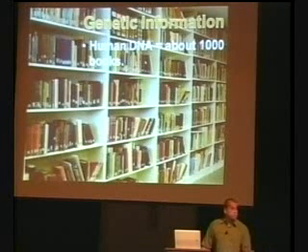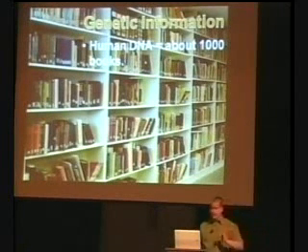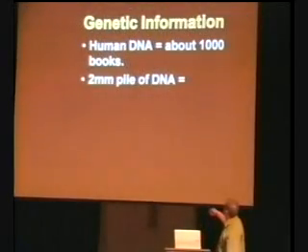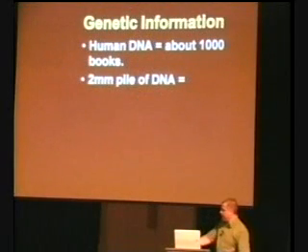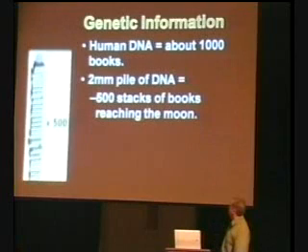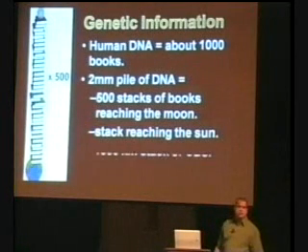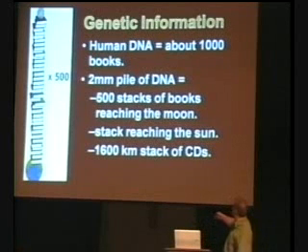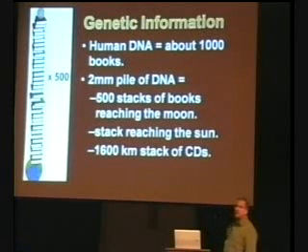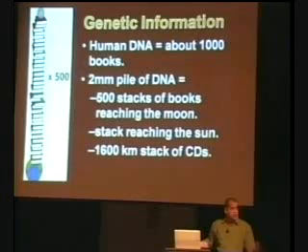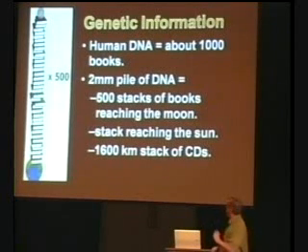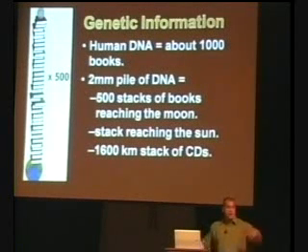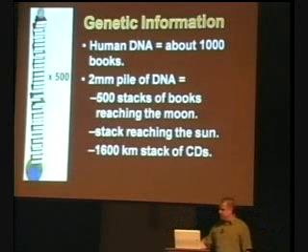It's a level of data compression that we are nowhere near. I mean, we've made a lot of advances, but let me put it to you in other words. A 2 millimeter pile of DNA is about equal to a stack of books reaching to the moon 500 times, or a stack of books reaching to the sun, or about a 16-kilometer stack of CDs. Just to give you an idea just how much information is present within each and every cell. It's an extraordinary amount of information.